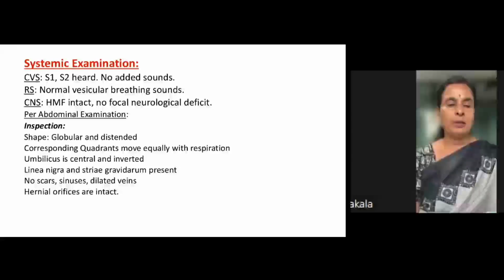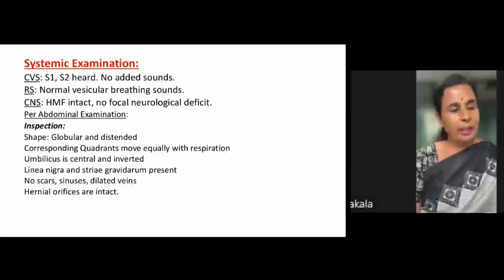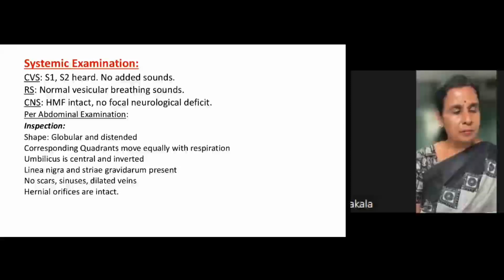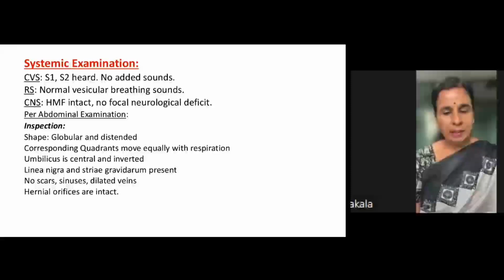Suppose it is over distended. How will you identify that there is over distension of the uterus? The flanks will be... Yeah, correct. The flanks will be full and the uterine fundus will be at the level of the xiphisternum.